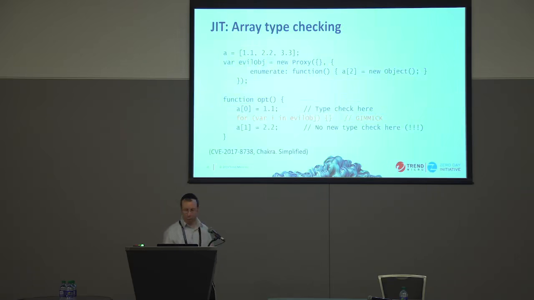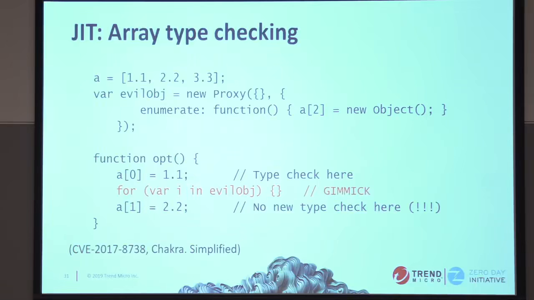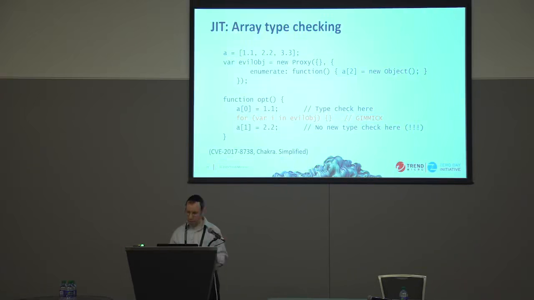So, what can we use for the gimmick? There have been lots of things that have worked. Here is one example. It's simplified slightly for clarity. The attacker defines an object, evilObj, which is a JavaScript proxy object having an enumerate trap. And that means that anytime that you enumerate over the properties of this object, evilObj, a custom script is going to run. And this custom script changes array A from a native float array to a general array by inserting a non-float value, namely an object.